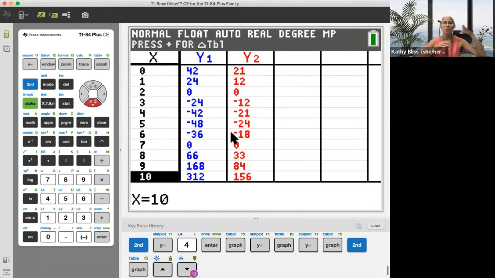So this is how your graph, your table, and your algebraic equation all can give you similar information. And if you understand what's going on, it all makes a lot more sense.